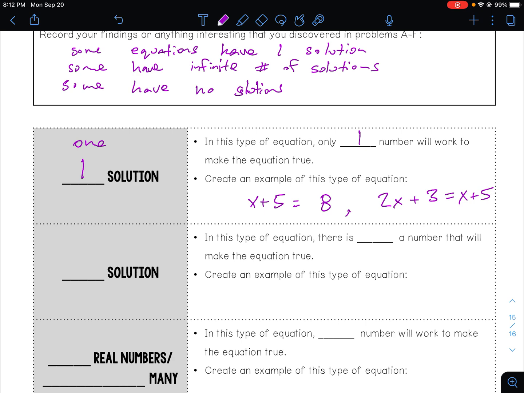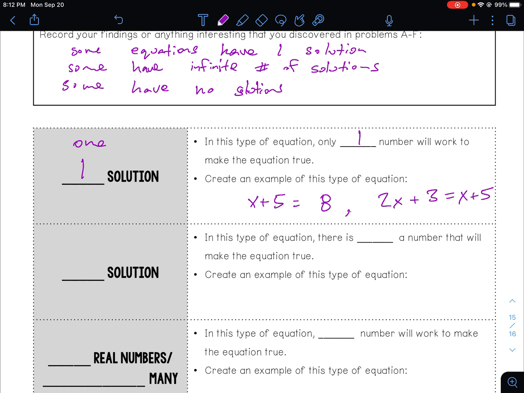Yeah, I know that's more complicated, but if you move the x over, get all the variables on one side, get all the constants on the other side, you'd only have one solution for x that would make this true. In this case, I think it's 2. 2 times 2 is 4 plus 3 is 7, and 2 plus 5 is 7. So those are examples of one solution equations.